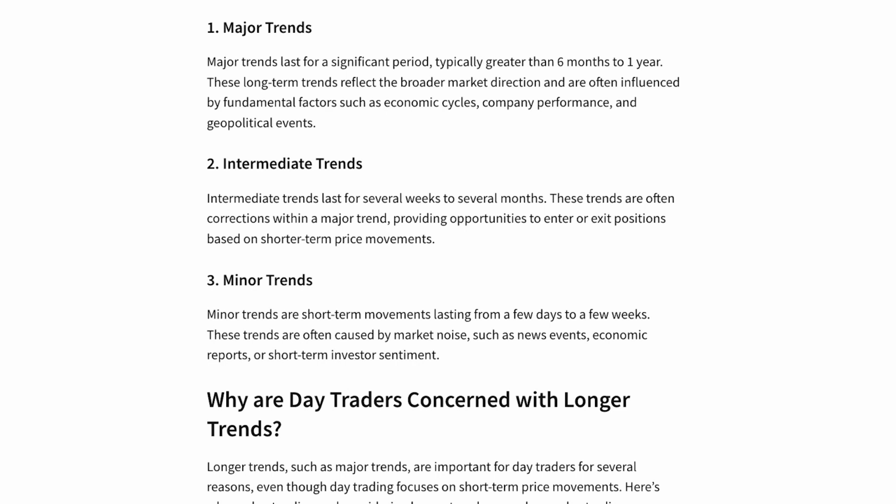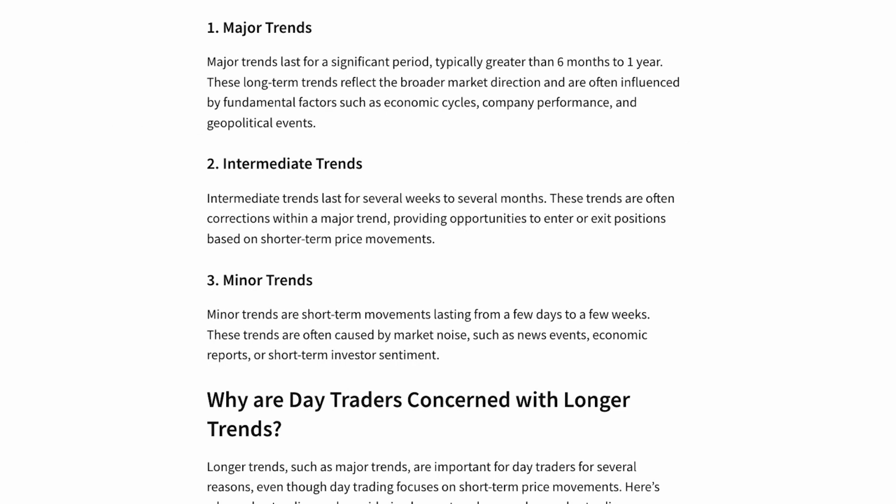Then you've got intermediate trends. These trends may last for several weeks to several months, and they are often corrections within a major trend. We're going to look at an example of that. And then you've got minor trends. Minor trends are shorter-term movements lasting potentially just a few days or a few weeks, and they are often caused by market noise, news events, or economic reports and things of that nature.